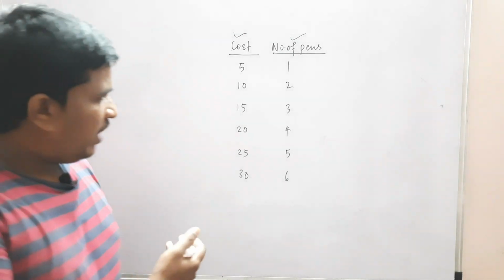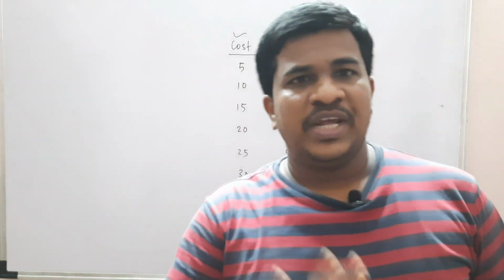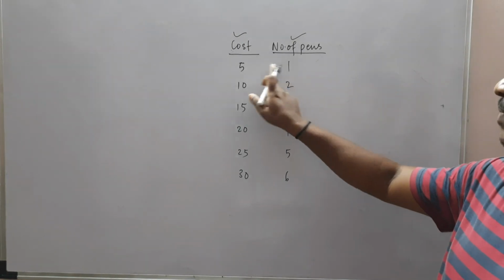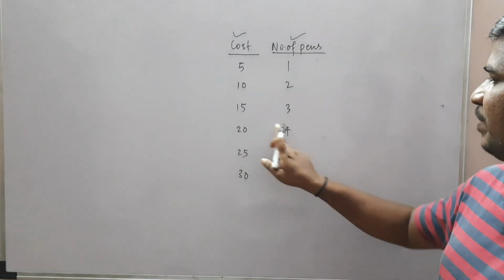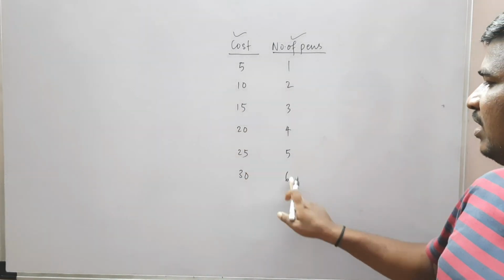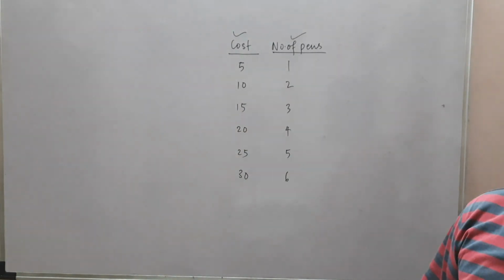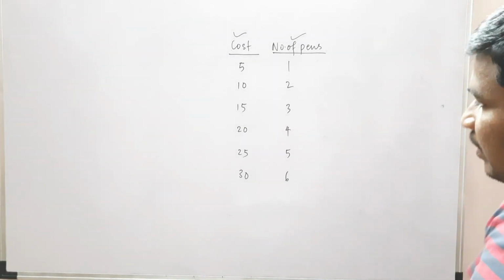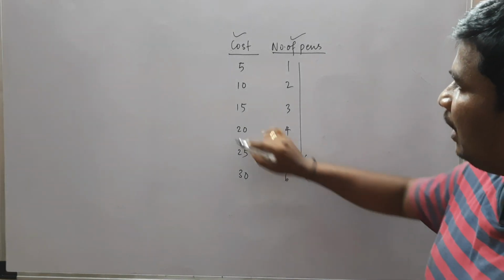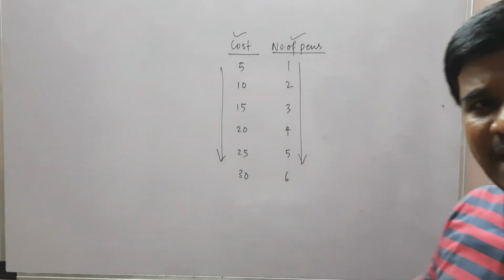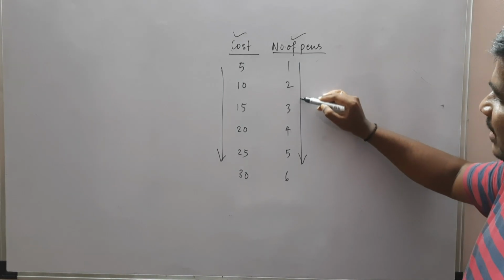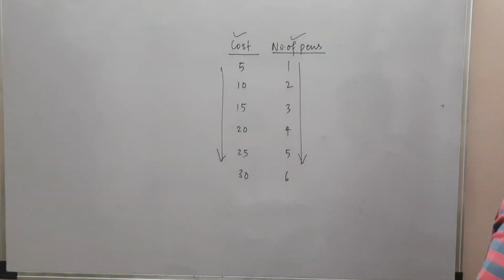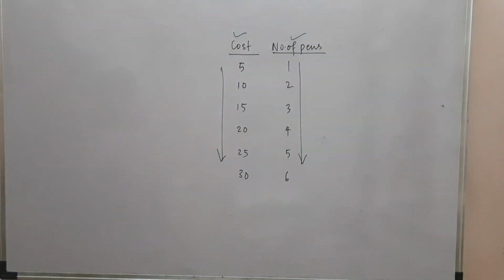Of course you don't have any confusion here because the problem is very clear. Cost of 1 pen is 5 rupees, cost of 2 pens 10 rupees, cost of 3 pens 15 rupees, cost of 4 pens 20 rupees, cost of 5 pens 25 rupees, cost of 6 pens 30 rupees. So as you go down here, what is happening actually? So here the number of pens keeps on changing. Of course, the number of pens is increasing.